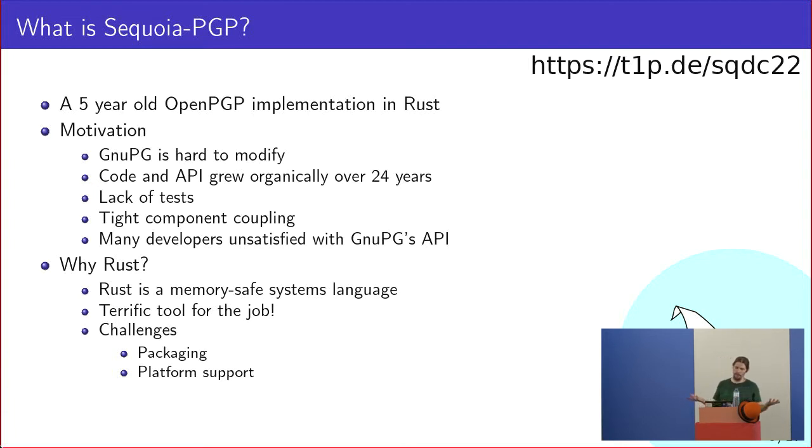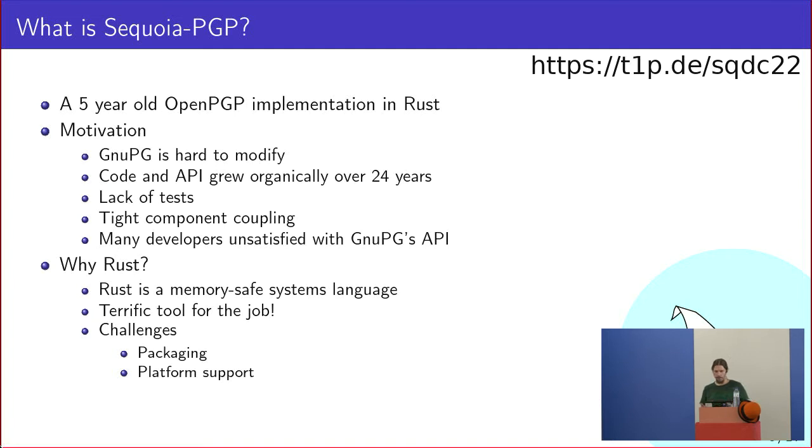The reason for that is it has grown over half a century. And there aren't that many tests, so it's tricky to modify. You've got tight component coupling. In fact, many things that happen in GnuPG happen as a side effect of parsing PGP data structures. And we have talked with many downstream users of GnuPG, and many of you are unsatisfied with the way you can use GnuPG in your programs.